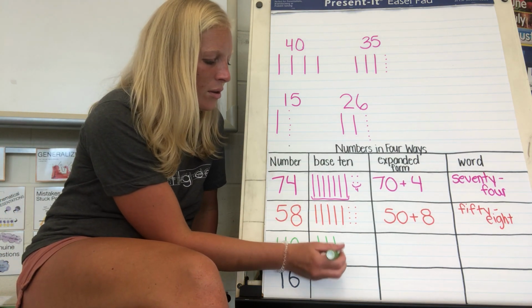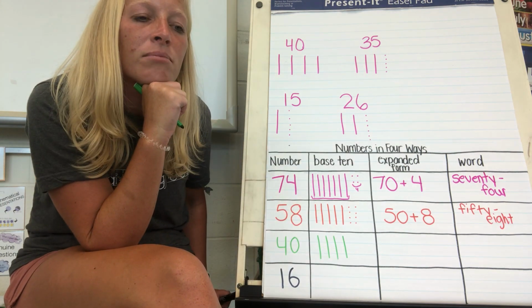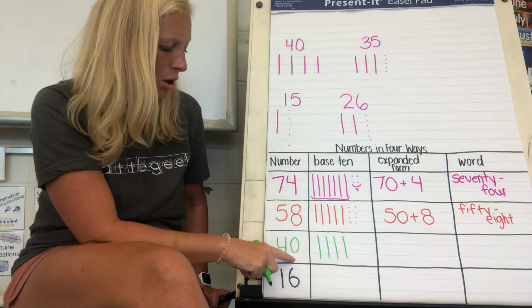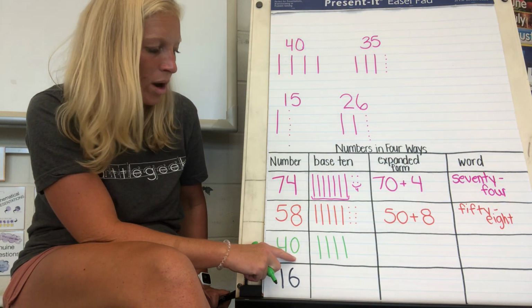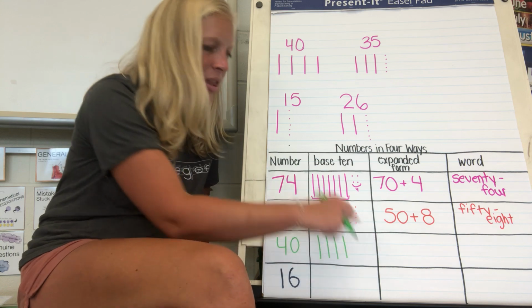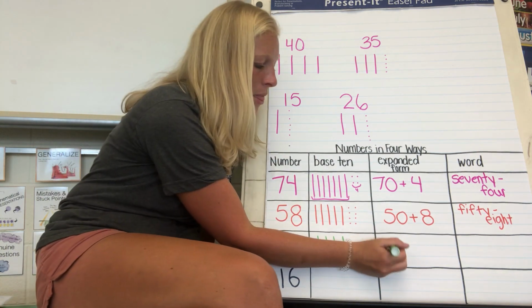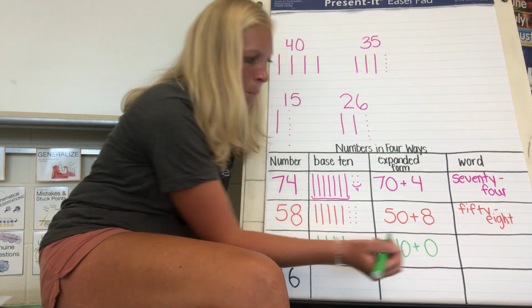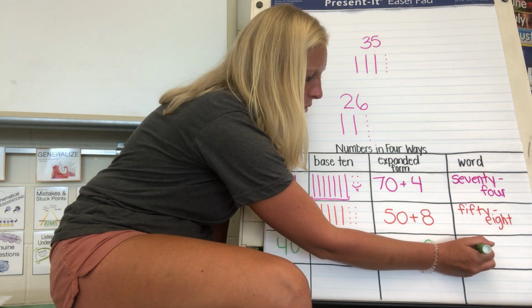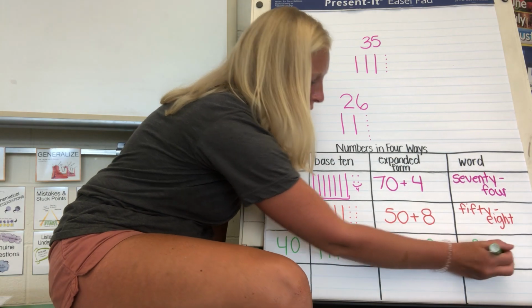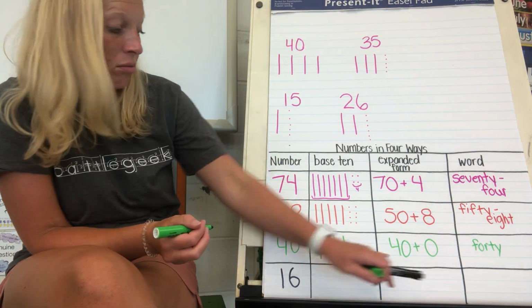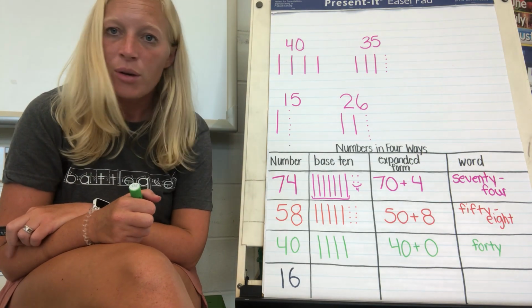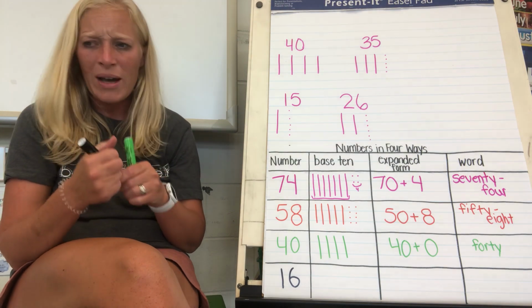10, 20, 30, 40. How many ones? What? Why not? Oh, because there's no ones in there? So how do we write this? Oh, and then we just write 40. Maybe we just write it without the +0. We don't draw any ones if there's a 0 in the ones place. You're right.